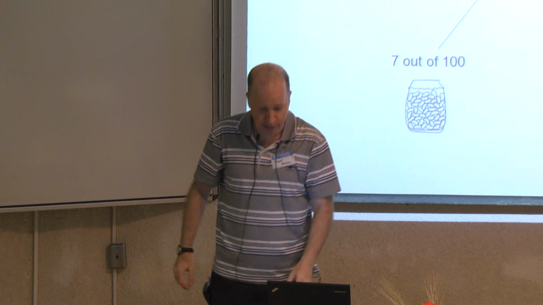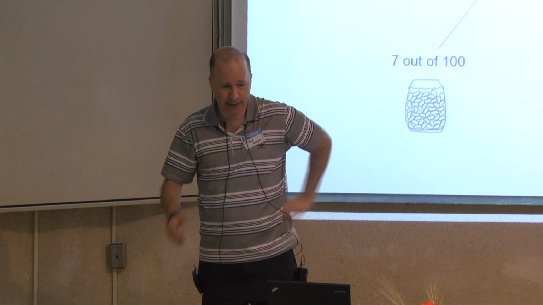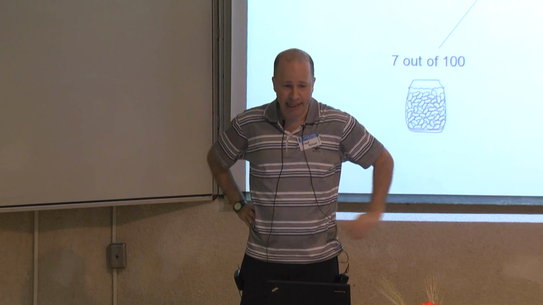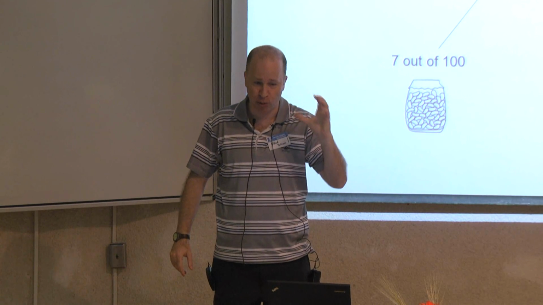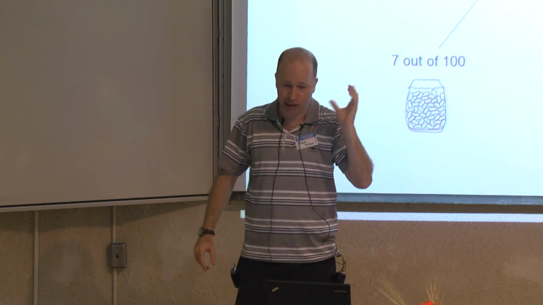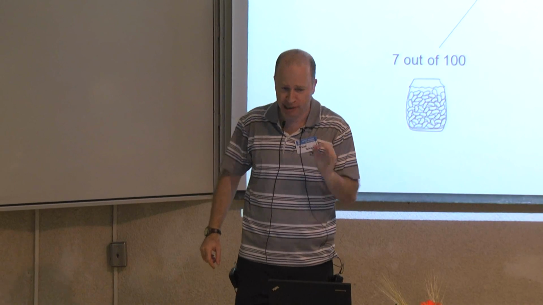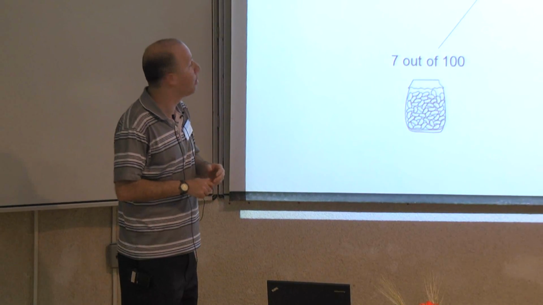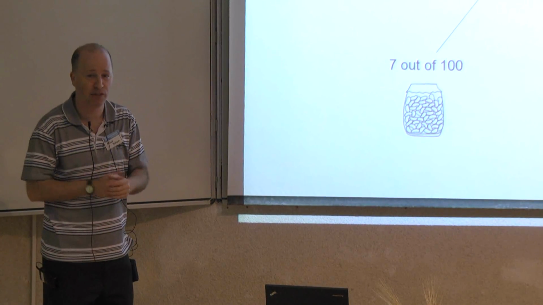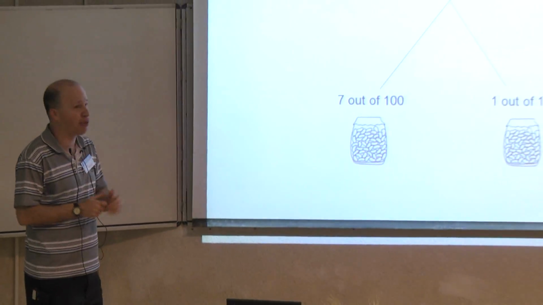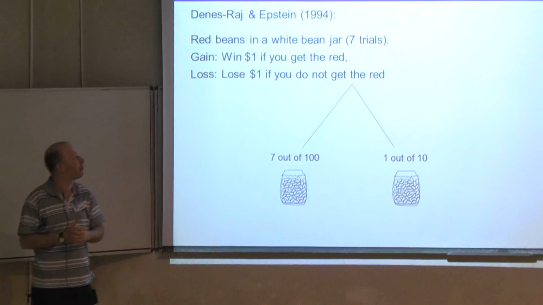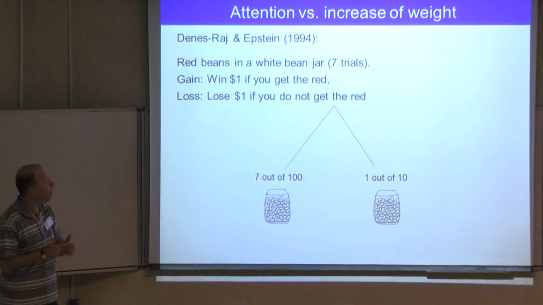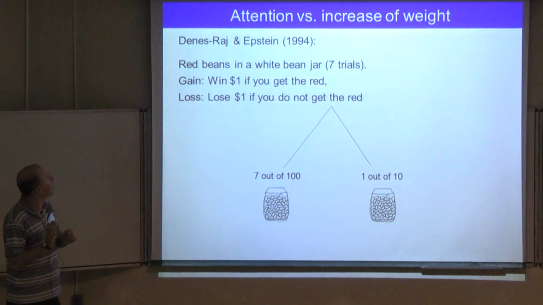Okay. So I have very little left, I have 3 more slides, that's it. Here's another example of why an attention model works better than simply a weight model. This is a study not by me, by Denes-Raj and Epstein. Epstein is one of the most insightful people in psychology, one of the originators of the two-system theory that Danny, by the way, hates so much. But this is a very cute experiment.